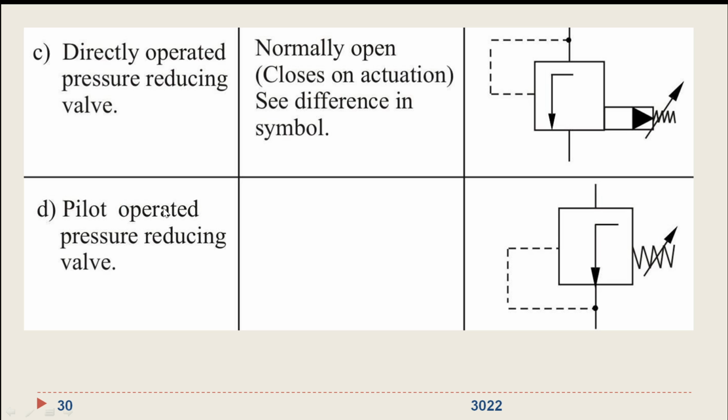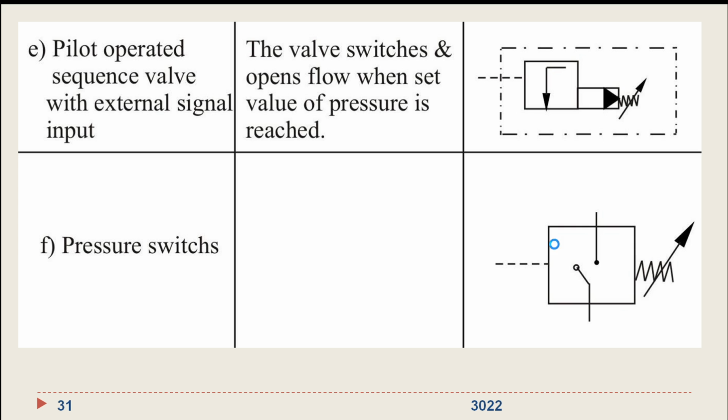So pilot operated pressure reducing valve is the fourth one. That is again in the open condition by default, and it will be closed on actuation. Now the fifth one is the pilot operated sequence valve with external signal input. So the valve switches and opens flow when the set value of pressure is reached. That is represented like this. There is an external signal input, so that's why this is shown.